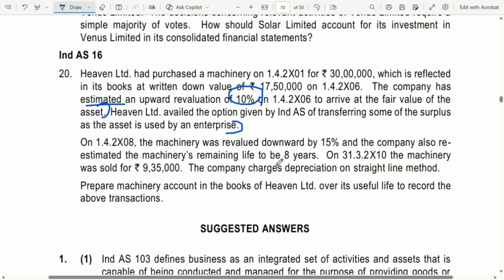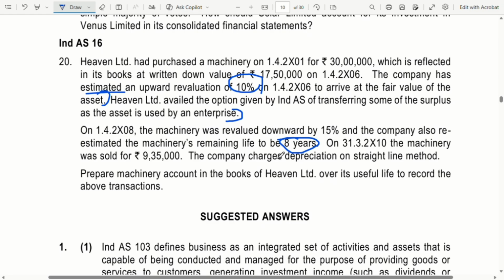The machinery was revalued downward by 15% and company also re-estimated the machinery's remaining life to be 8 years. Okay? उनका यूजफुल लाइफ भी वापस रिवाइज हो रहा है, चेंज इन एस्टिमेशन भी हो रहा है, तो उसको भी हमें एडजस्ट करके चलना है. On 31st March 2010, the machinery was sold for rupees 9,35,000. The company charges depreciation on a straight line method. Prepare the machinery account in the books of Heaven Limited over its useful life to record the above transaction. So how we are going to do this?